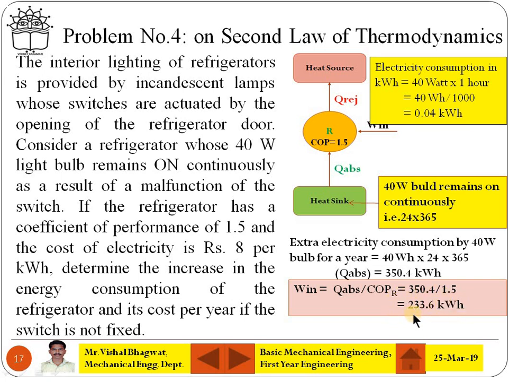So this amount of energy has to be multiplied by the cost of electricity, which is 8 rupees per kilowatt hour, then you get 1868.8 rupees for that extra electricity consumption. 233.6 into 8 rupees, 1868.8. So it's a good practice: do not keep the refrigerator door open, or whenever you open it, try to close it as early as possible. That way you are reducing the electricity consumption.